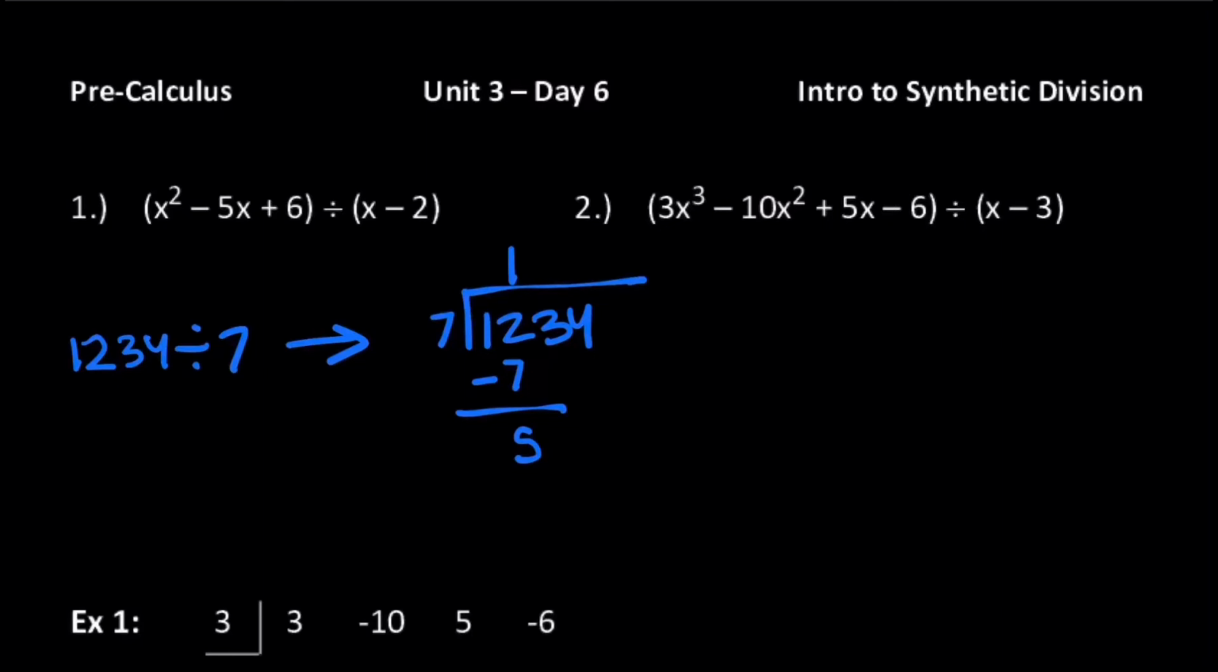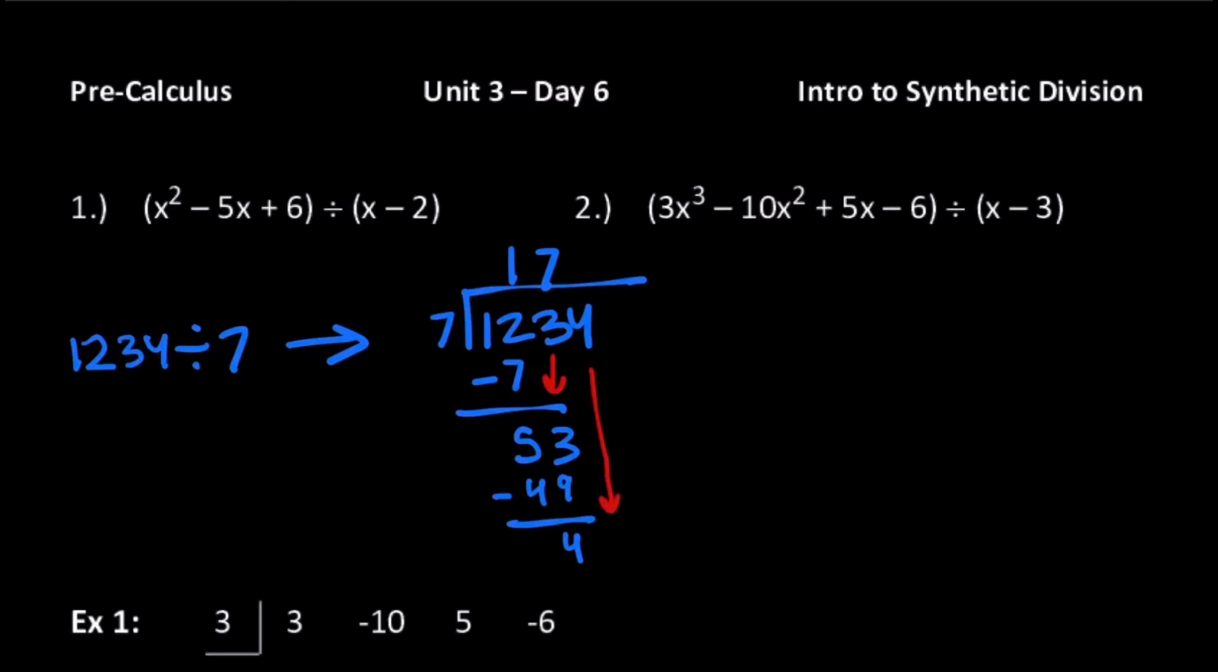Then what do I do? Well, then I bring down my next number. That is a 3. I ask myself, how many times does 7 go into 53? And that answer is 7. So put that up top. And then again, we multiply. 7 times 7, that's 49. And then you subtract. That gives me 4. Next, we bring down this 4.